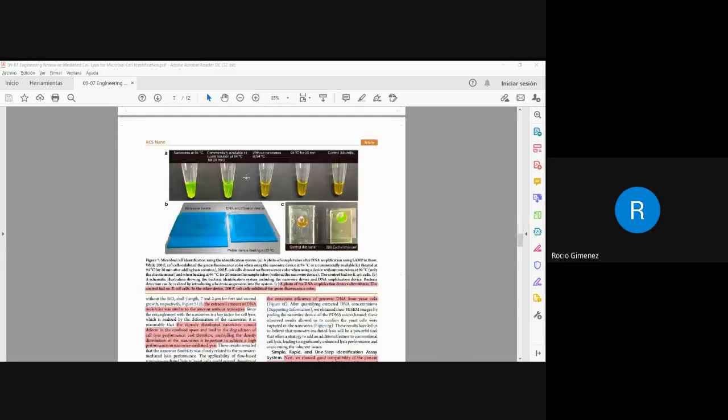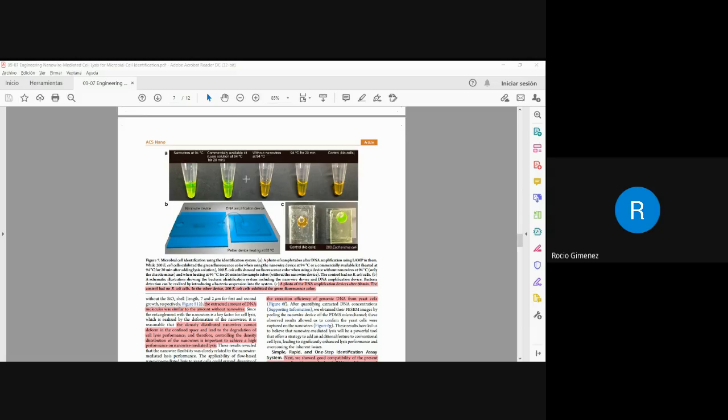This significantly improved the extraction efficiency of the genomic DNA. And finally, they showed good compatibility of the present nanowire-mediated lysis method with DNA amplification and detection for microbial cell identification. They used a DNA amplification method based on loop-mediated isothermal amplification, or LAMP, which could amplify the target genes isothermally.